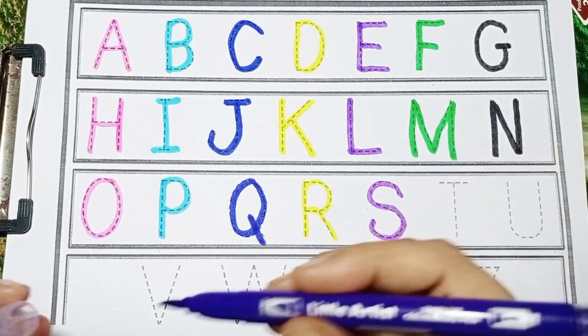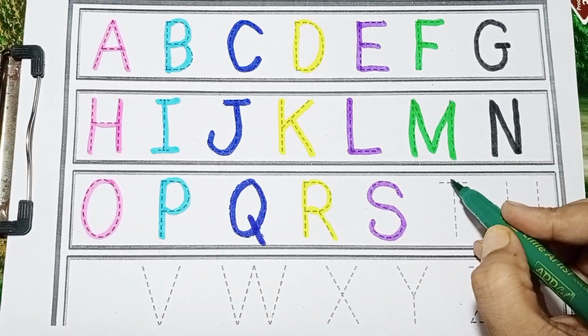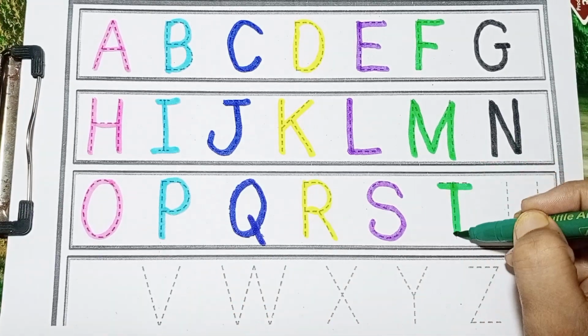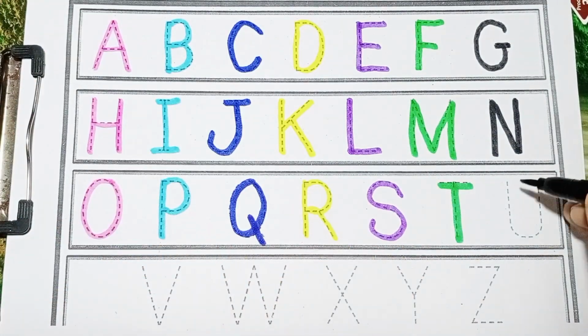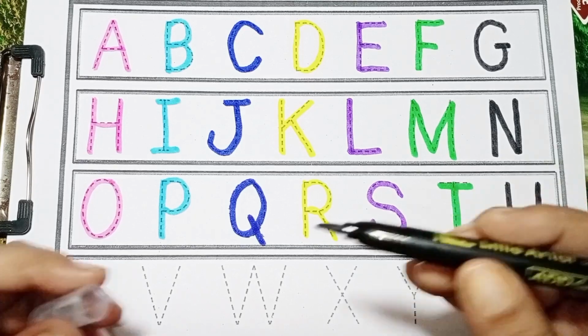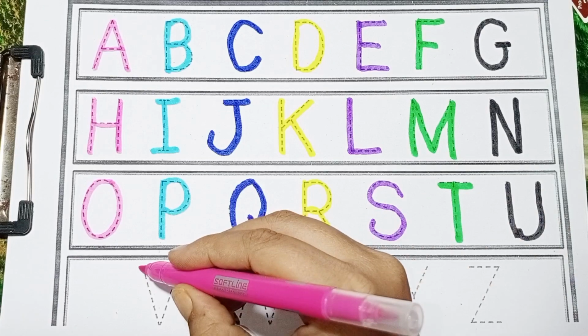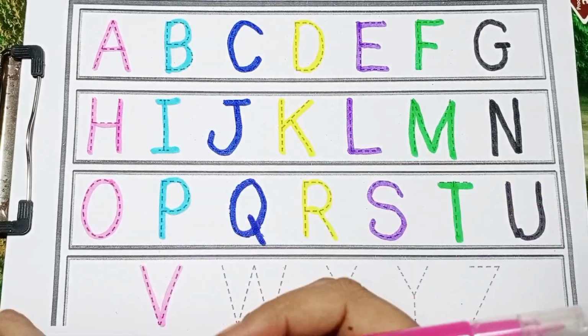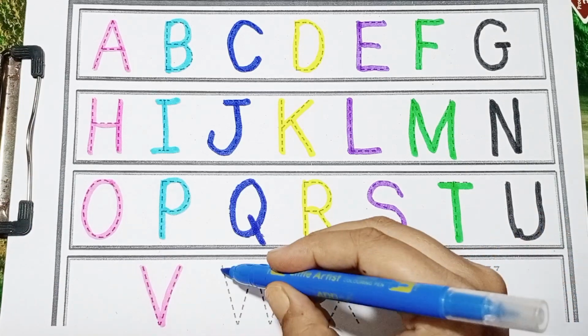S for sun. T for table. U for USB. V for vegetables.